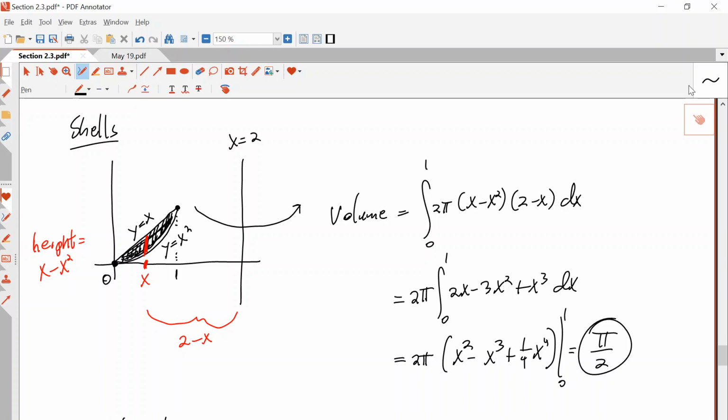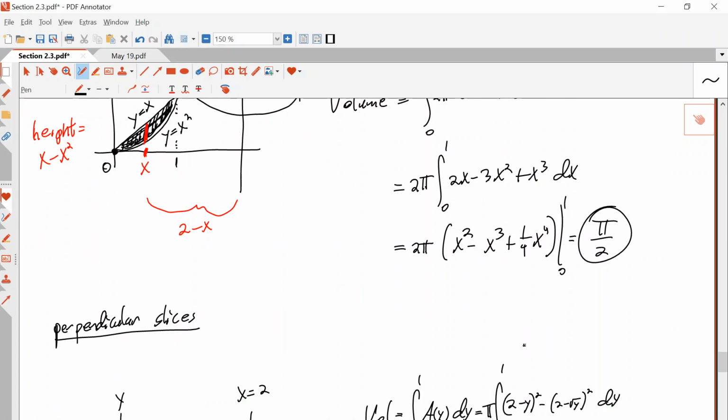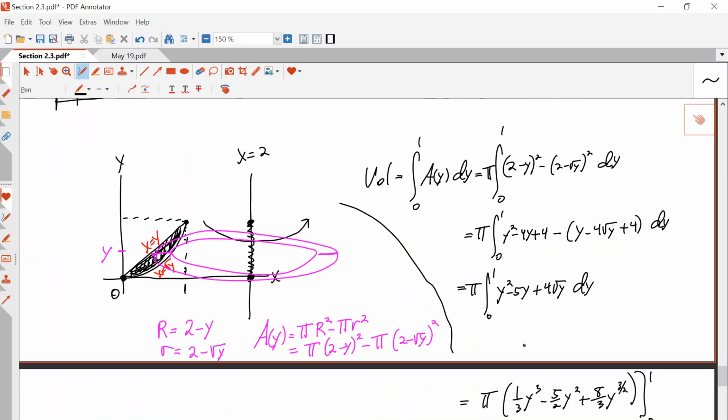I doubt that's going to come out to be the same. Did I make a mistake in one or the other? So plus x to the third minus 2x squared minus x squared is minus 3x squared plus 2x. So I have x squared, x to the third, plus 1/4 x to the fourth, from 0 to 1. So that just gives you a quarter. So 2 times a quarter is a half.